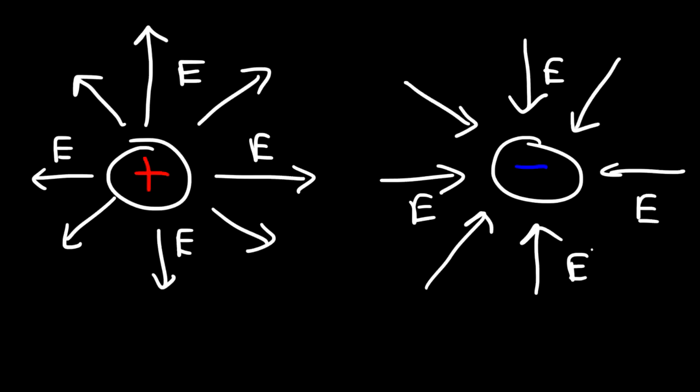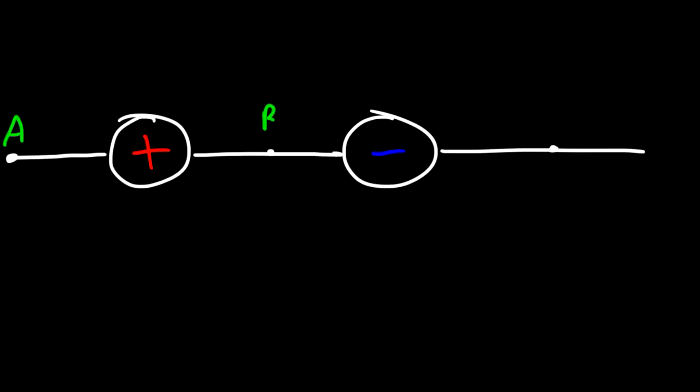Now, why is this important to know? Sometimes you might be given a situation where you have multiple charges. Let's start with a simple situation. Let's say we have a positive charge and a negative charge. And we wish to determine the direction of the electric field at 3 points. Let's say at point A, at point B, which is at the midpoint between Q1 and Q2, and also at point C. What is the direction of the electric field at these points?